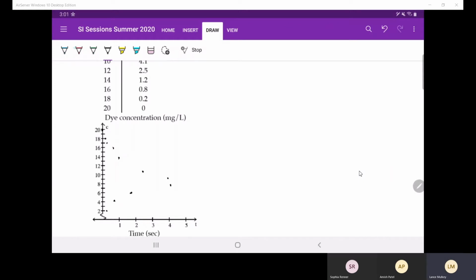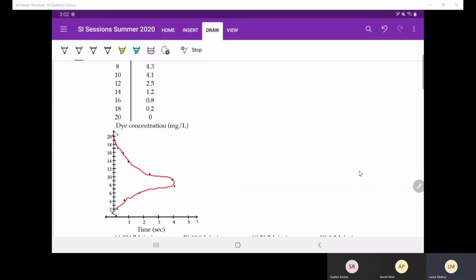And 0. And then I'm going to try to turn this into a graph as best I can. Bear with me. So now that we have that, we're looking for this area right here.